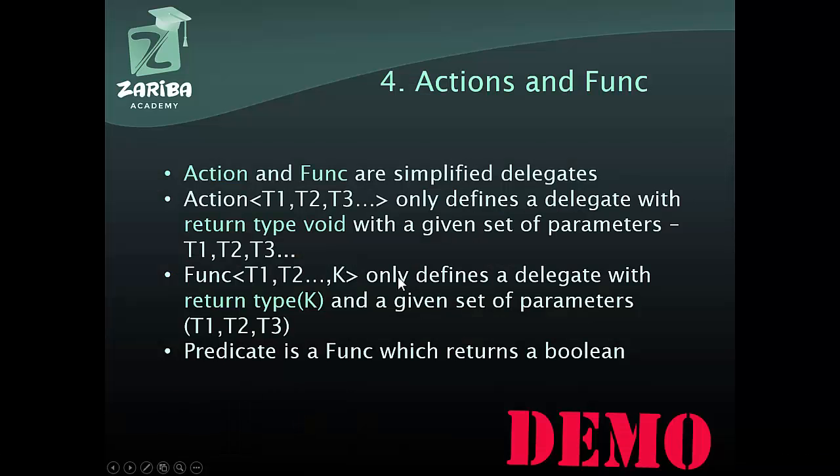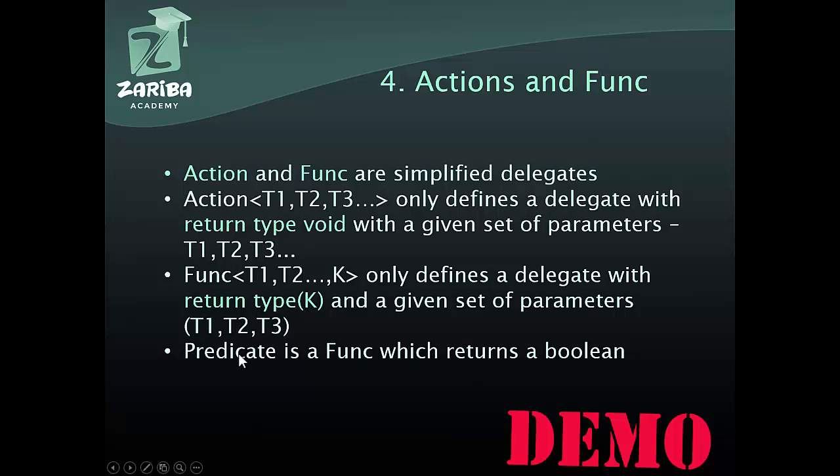Okay, and then the other one that is used is similar, but it has a return type which is just written last. So if you have func of string, long, and then integer, this int at the very end will define my return type, and as it says here, with a given set of parameters of types T1, T2, T3, the func is a delegate with return type K, the last one.